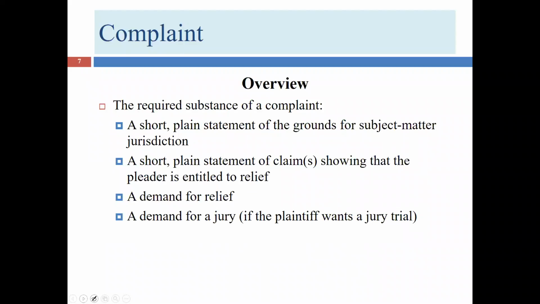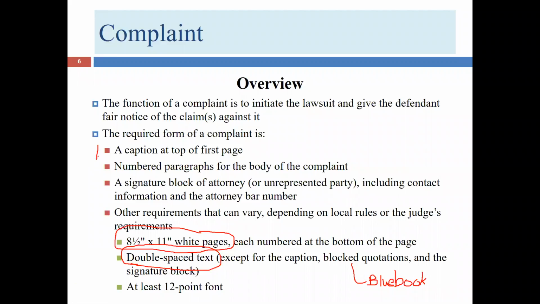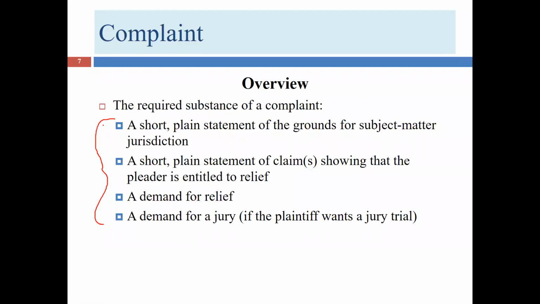Okay, so now we're going to talk about what are the things we need in our complaint. And we can see we have 4 items here. I'm going to transfer, let me just flip here. I'm going to transfer and call this item 1, the caption. And now I'm going to call this 2, 3, 4, and 5. Actually, I'm going to flip back here.